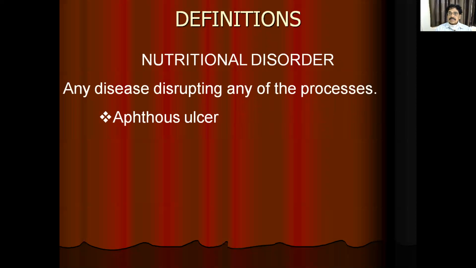Aphthous ulcer, is it a nutritional disorder? Yes, because aphthous ulcer is due to vitamin B deficiency, and once there is an ulcer, you cannot eat well, you cannot chew, you cannot masticate well, so it is a nutritional disorder. Pharyngitis, is it a nutritional disorder? Yes, it is a nutritional disorder because you cannot swallow. It will not allow you to swallow the food.